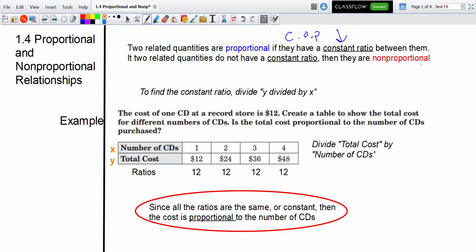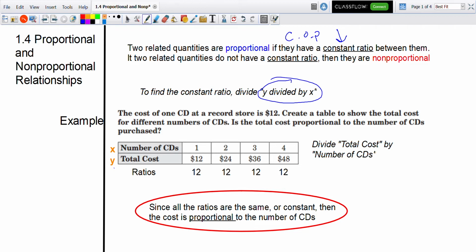To find that COP, or that constant ratio, we would take our y value and divide it by our x value. In a table, the x value comes first and the y value comes second, as you can see here in this table. X and then y. Okay, so let's look at our first example.